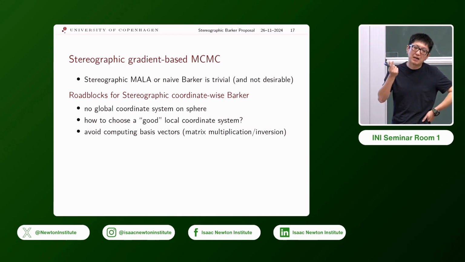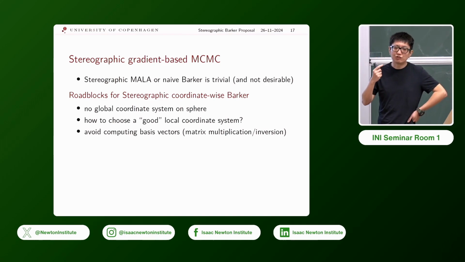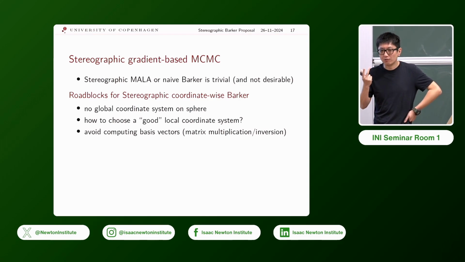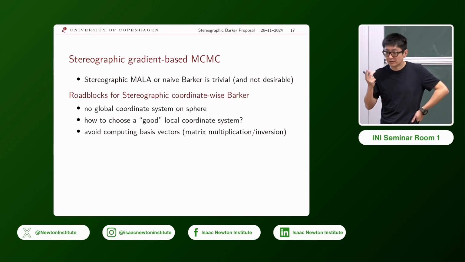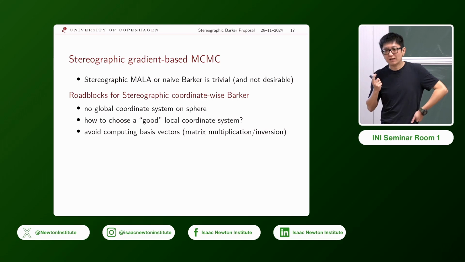The reason is this Barker proposal in high dimension, the best version is coordinate-wise. My motivation is to use it because it's a robust version compared with other proposals which don't depend on a coordinate system, for example, this ULA proposal. Does that answer your question?